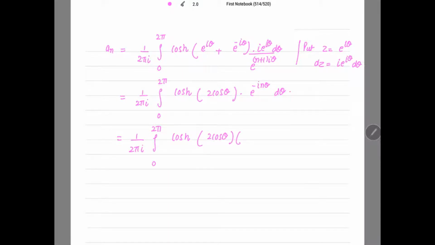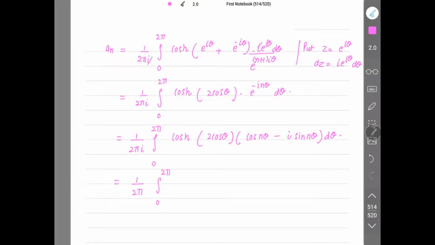and now opening this, e to the power minus i n theta will be cos(n theta) minus i sin(n theta) d theta, right? Now separating this integral, I will get 1 over 2 pi, integration from 0 to 2 pi. Wait, in the second step, I cancel this i with this i, right? So now i is not coming here. This is only 2 pi.